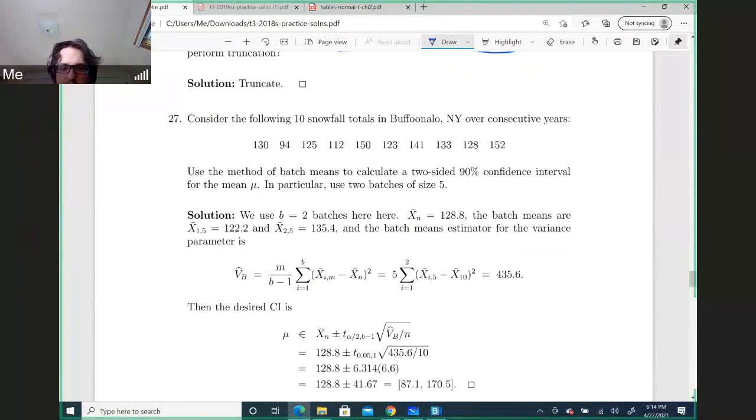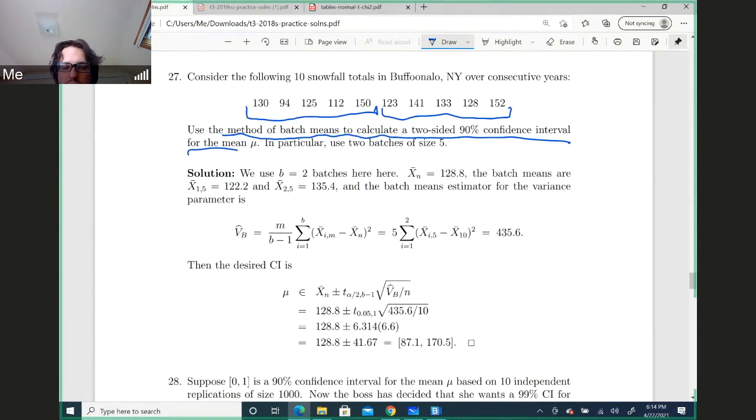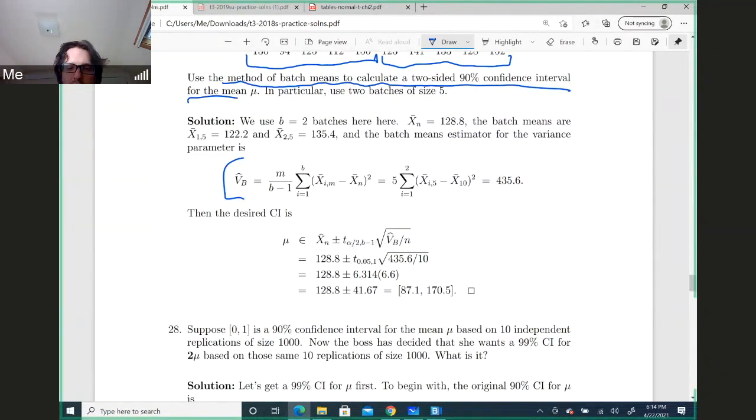Cool. Question 27. Use the method of batch means to calculate a two-sided 90% confidence interval for the mean mu. In particular, use 2 batches of size 5. So of course, our batches are these 5 numbers, and then the second batch is these 5 numbers. And so you calculate the batch means, and you plug the batch means into the appropriate equations. And after plugging in these numbers, you get a confidence interval.